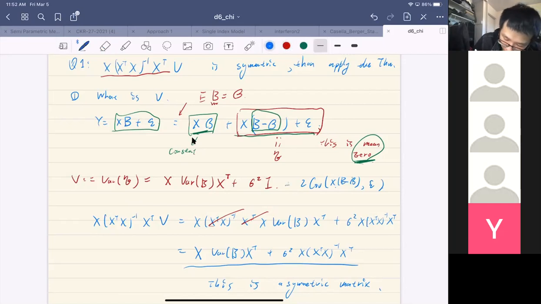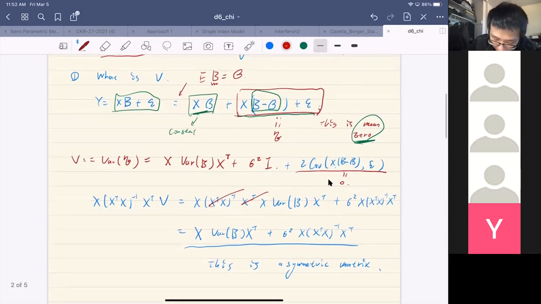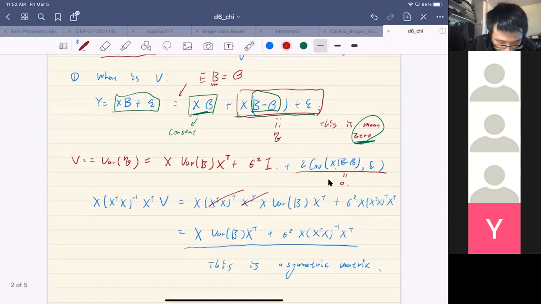Okay. So here we apply this, which is BLUE. Okay, thank you. So we have this.